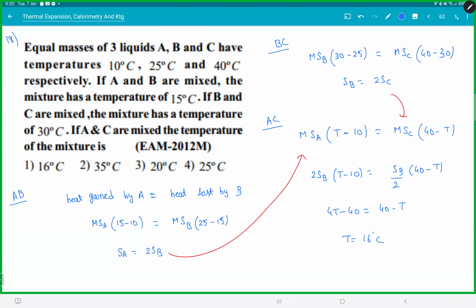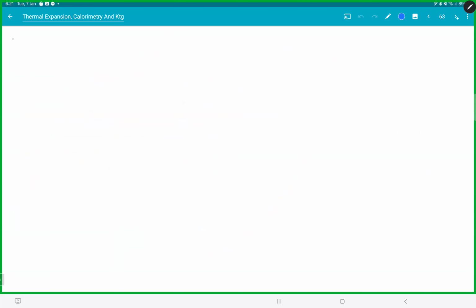You can do that, but they didn't ask you for specific heat. Clear, you know? So if you're mixing two liquids, it's fine. The problem comes, what if you're mixing like 10 liquids? Then how do I know who is gaining heat, who is losing heat? So let's see that one. This can be used as a general formula also.